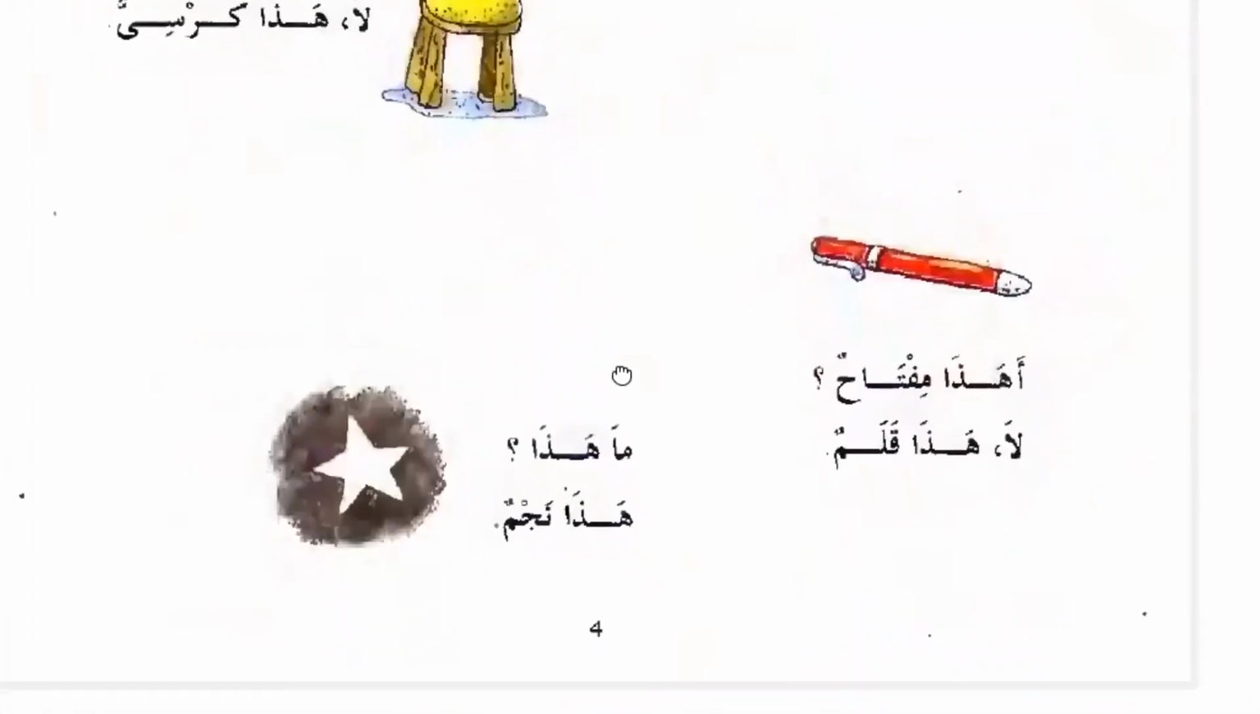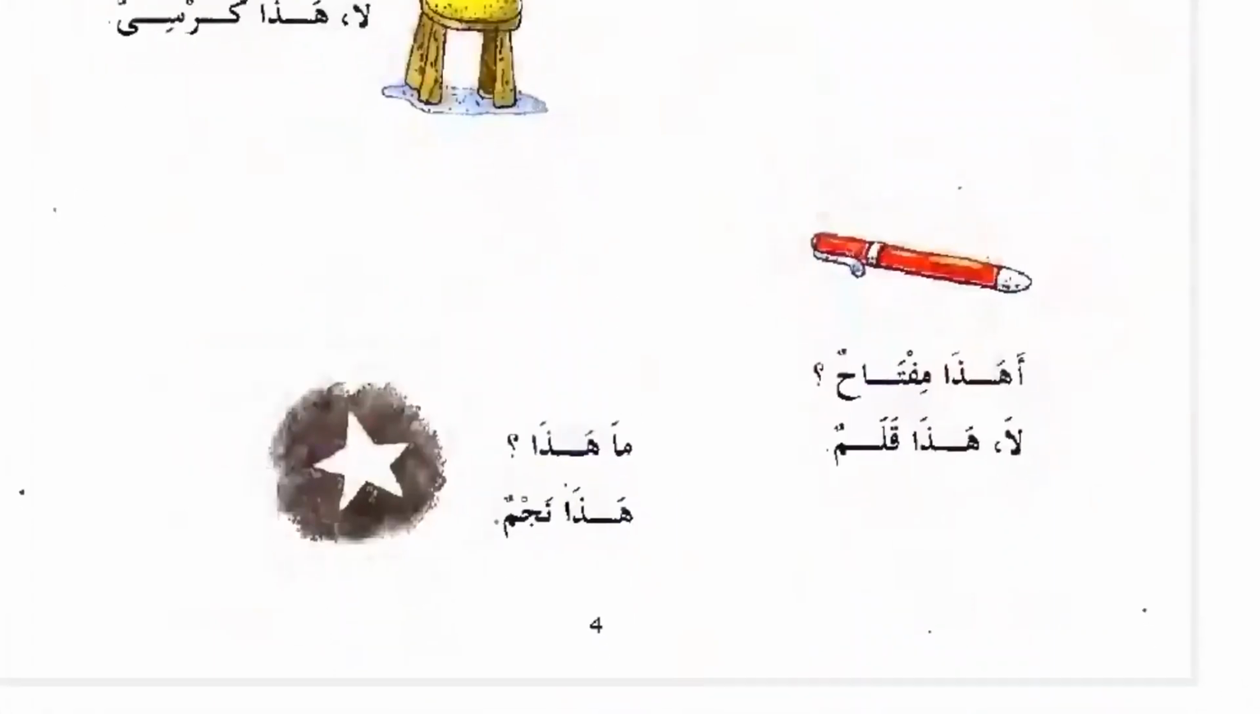Okay. So we have here: A haza miftahun? Is this a key? La. No. Haza qalamun. This is a pen. Ma haza? What is this?